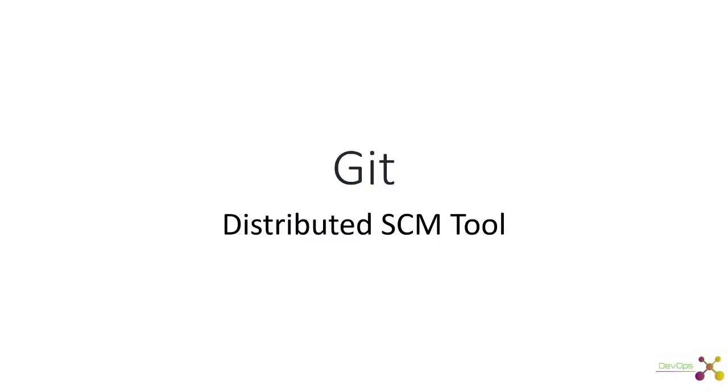First of all, what is Git? Git is an SCM tool, which is a distributed version control tool. In the market, we have two types of version control tools. One is the centralized version control tool and the other is the distributed version control tool. Out of which, Git is the famous distributed version control tool.